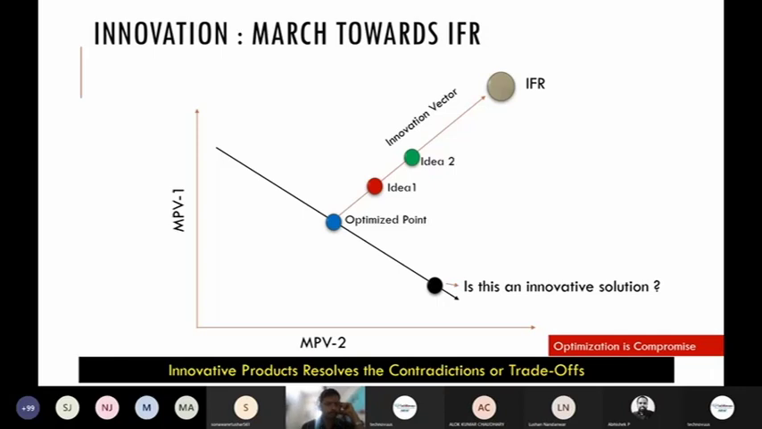Okay, I think the point is clear. Now, question to you: is this an innovative solution? Look at this black dot. MPV2 is much higher than where you have the baseline, in terms of, let's say, stability. Excellent stability. You can market your product as one of the best stability in the industry when you drive. Now tell me, is this an innovative solution?